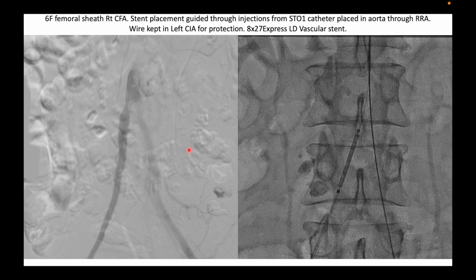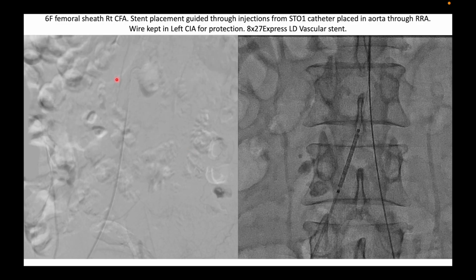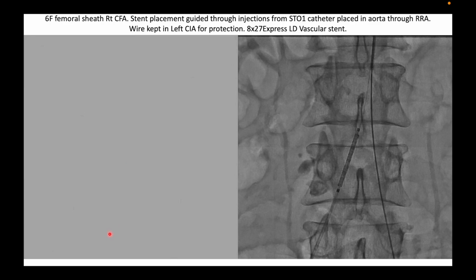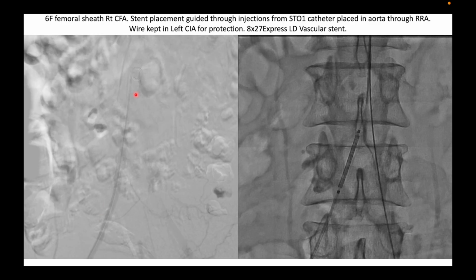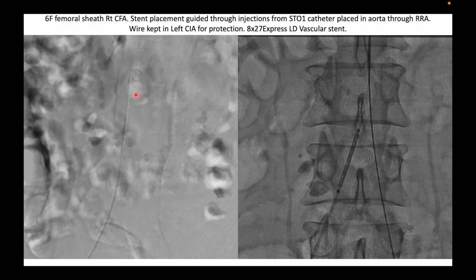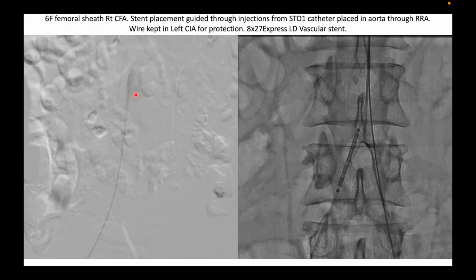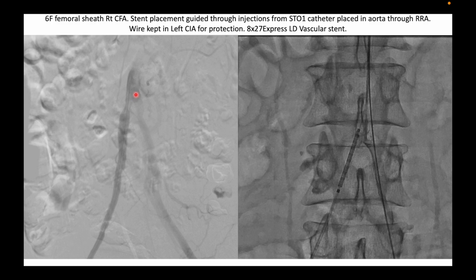Now in this case, what you see here, you can see that's a pigtail going from the right femoral approach and 6 French femoral sheath. The stent placement was done with guidance through injections from STO1 catheter.